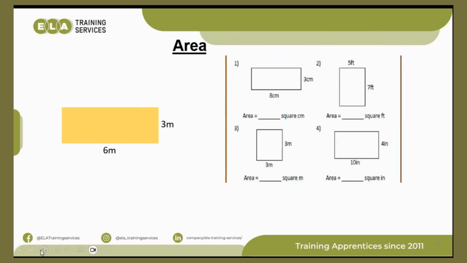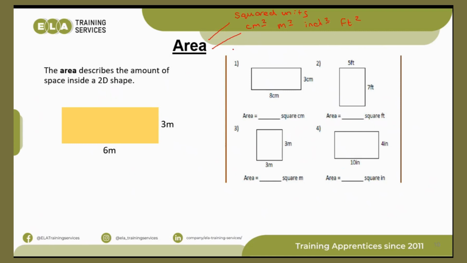Okay, now we've finished with perimeter, we're now moving on to area. Now, area is the amount of space inside a 2D shape, and it's always measured in squared units. So it's centimetres squared, metres squared, inches squared, feet squared. And we always calculate this by multiplying the length times the width, and this is only applicable to rectangles and squares. So here we would do 6 multiplied by 3. Remember, our units are squared, so it'd be 18 metres squared.